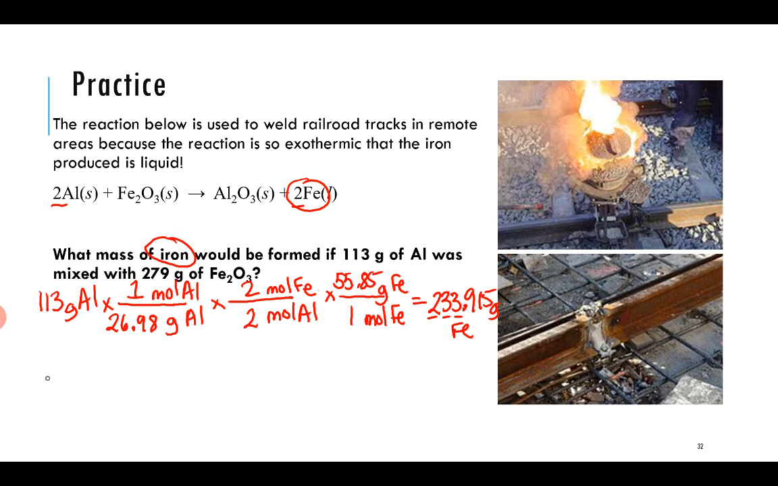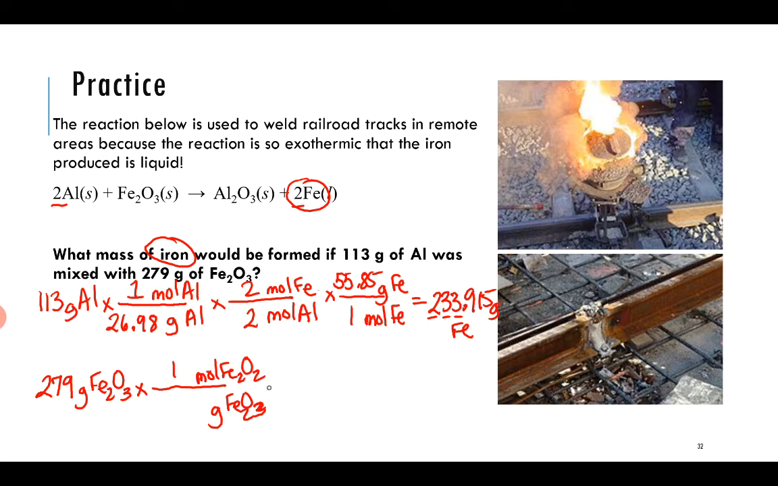Okay, next I'm going to make a second assumption, and then I'll figure out which assumption was true. My second assumption is that all the iron oxide gets used up. And so I have to start with my aluminum oxide, cancel out my moles of iron oxide, and then I would get into, nope, not moles, grams. I need to cancel out my grams and get into moles. I need to get into moles of iron oxide.